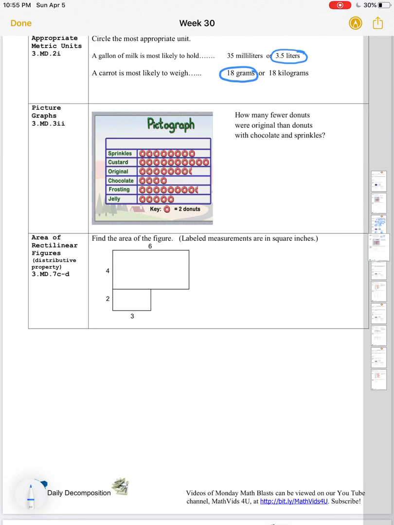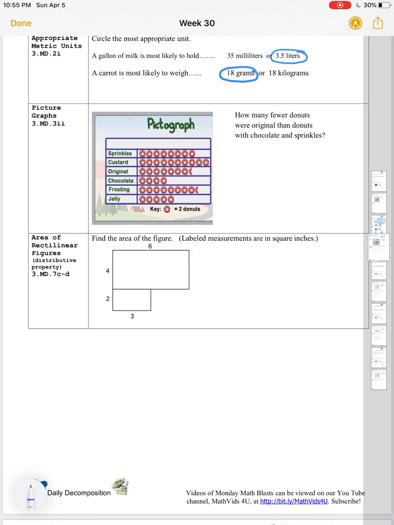Picture graphs. Here I see a pictograph of donuts. The question is how many fewer donuts were original than donuts with chocolate and sprinkles. It's super important that I see at the bottom of my picture graph that the key, a whole donut, is representing 2 donuts. So a half of a donut, I know will be representing 1 donut.